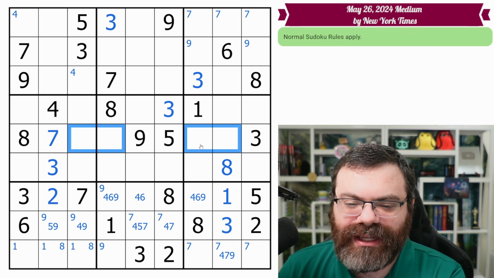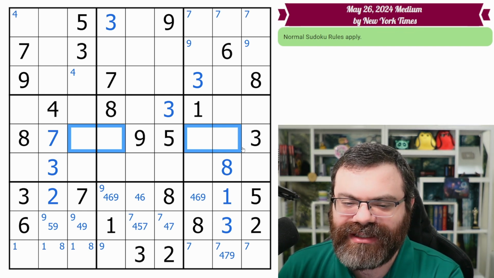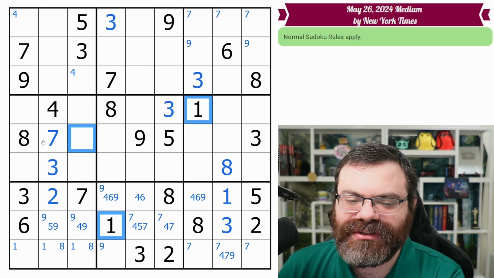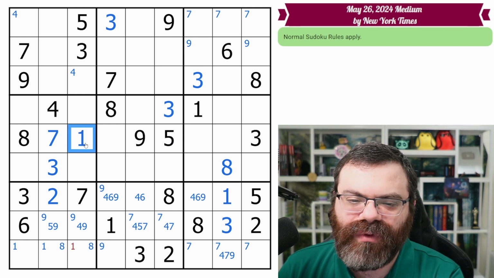It needs a 1, and as soon as I say 1, I'm immediately looking for 1s that might affect these cells. So I see this one here, and I see this one here. So actually, there's only 1 cell that can be 1 in this row. So that's a hidden single 1 in the row.